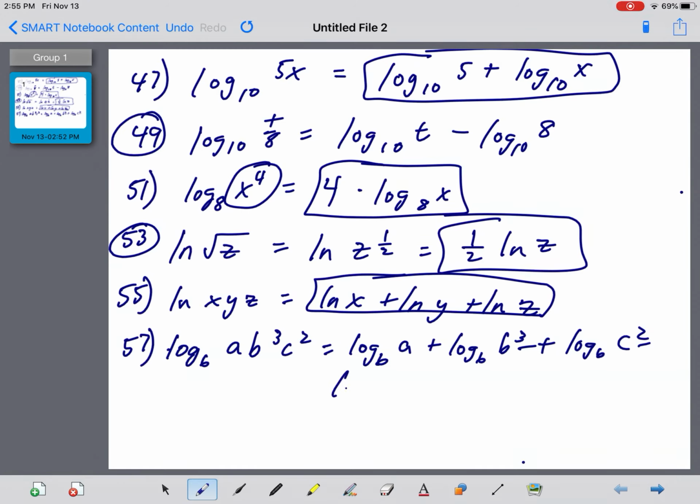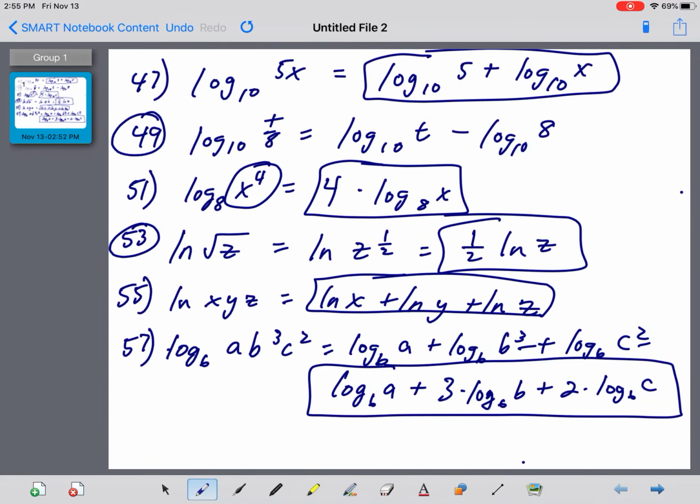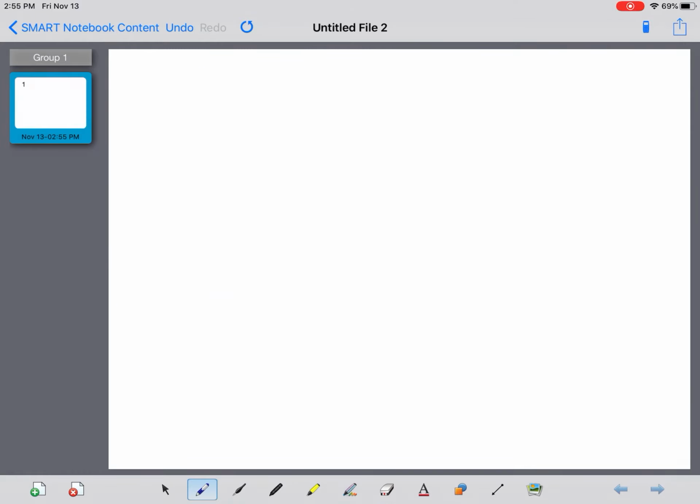And now these powers become multipliers on their individual things. Log base 6 of a doesn't change. 3 times log base 6 of b plus 2 times log base 6 of c. That mess is the answer. You have expanded the logarithmic statement.